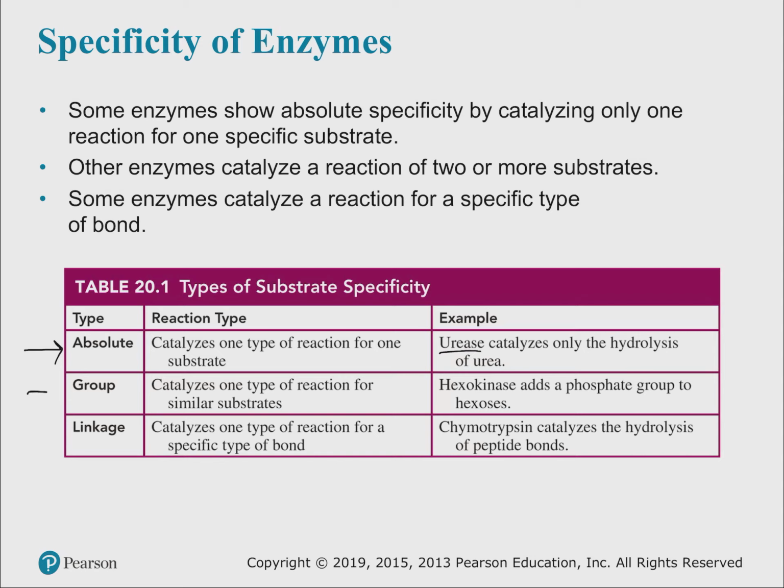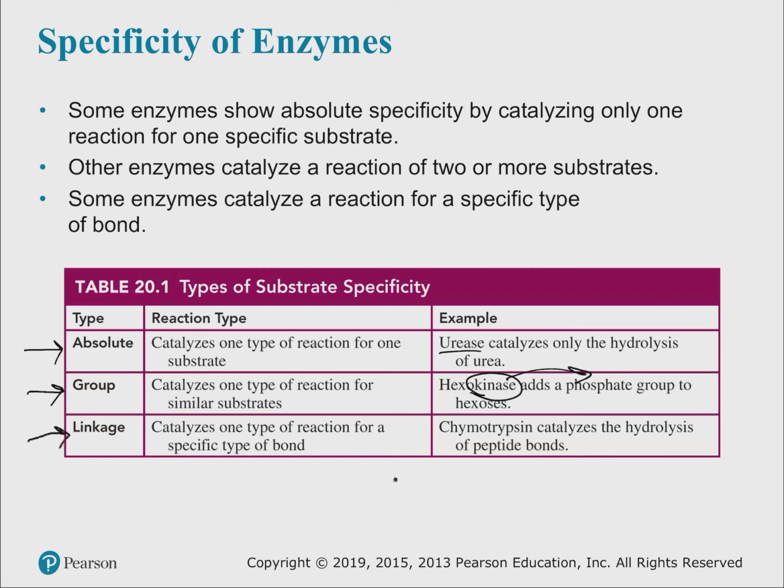There can be group specificity. This means that it'll work on all similarly acting, similarly looking substances. So hexoses are 6-carbon sugars, and hexokinase is the name of the enzyme. A hexokinase will add a phosphate group. And just for your knowledge, kinases add phosphate groups. But a hexokinase specifically will add phosphate groups onto any 6-carbon sugar. It'll react with any hexose. Hexoses might have different L or D positions of their OHs, but it doesn't matter. This recognizes the whole group of them.